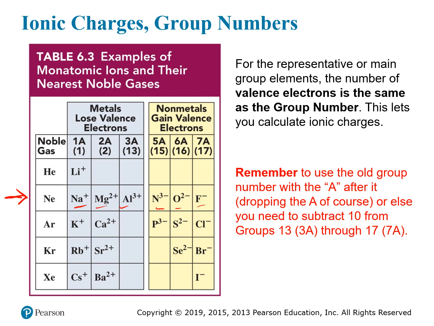One thing to remember when you do this is to try to use the old group numbering system if it's available to you, or if you can remember it. That's the one with the A. Obviously, you just drop the A, and then you can get the charge directly from the group number. If you use the new numbering system, you just have to remember that for groups 13 through 17, you need to subtract 10 from the group number in order to figure out the number of valence electrons, and therefore how many electrons need to be gained or lost. So just keep that in mind when you're dealing with the group numbers for the elements.